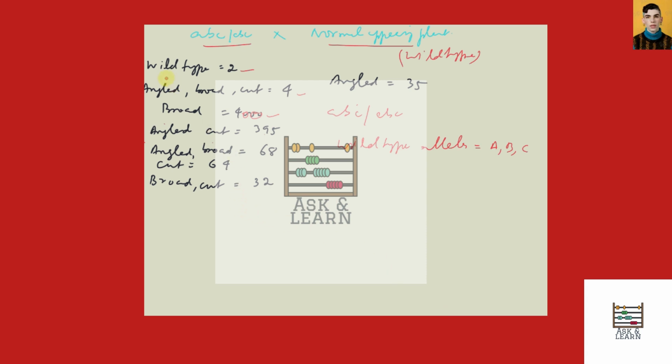Since we have wild type progeny, 2 numbers of progeny are wild type, and this means that the normal appearing plant must be heterozygous for all 3 genes, which is A B C, a b c.